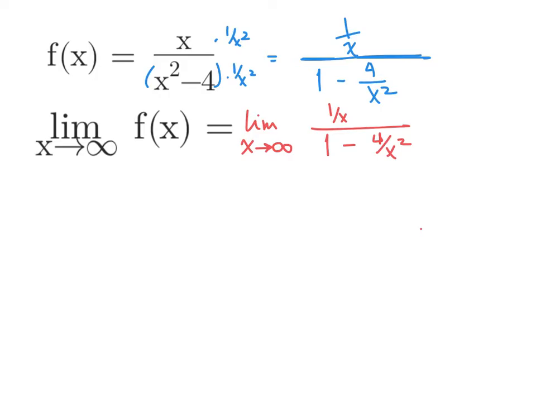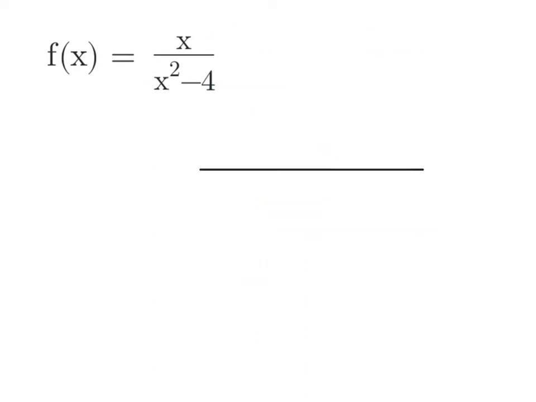And I already know how 1 over x acts. And I already know how 4 over x squared acts. That as x approaches infinity, 1 over x is going to turn into 0. And 4 over x squared is going to turn into 0. So that means that this limit is going to turn into 0 over 1 minus 0, which is 0.